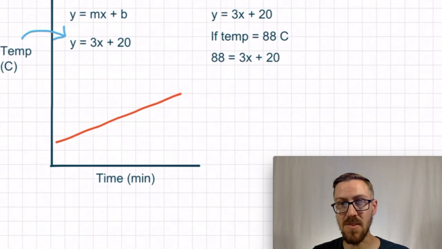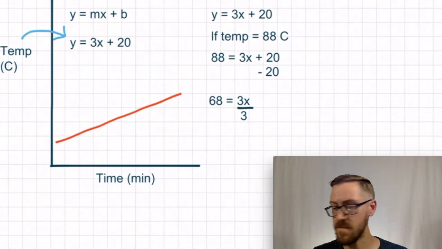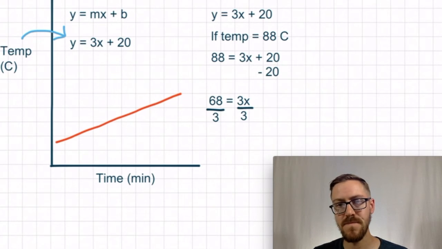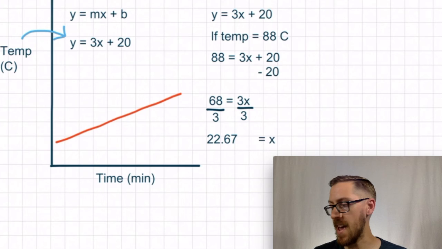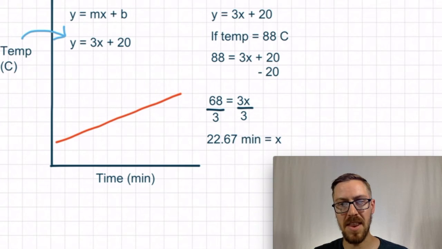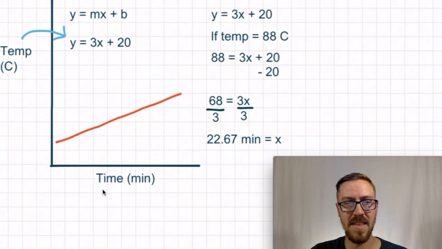At that point, we just need to do some algebra. So we subtract 20 from both sides. We get 68 equals 3x, and then to get the x by itself, we just divide by 3 from both sides. And we get 22.67 equals x. Last thing we need to do is add a unit. That's minutes, because we're on the x-axis, and the x-axis is measured in minutes. So the answer is 22.67 minutes.